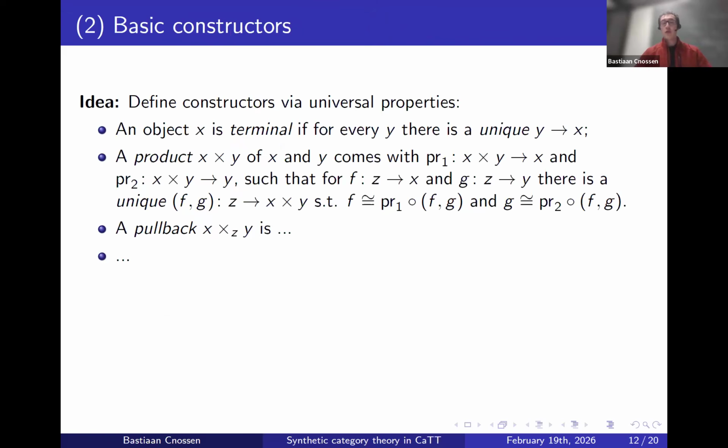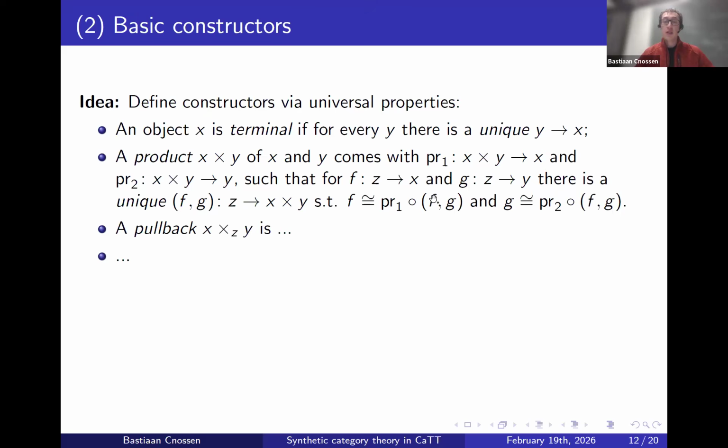Okay, so what kind of constructors do I have in mind? We want things like a terminal object in our omega-1 category. We want to talk about products and about pullbacks, and maybe some more general notions, but let's start with these. Remember that an object x ought to be terminal if for every other object y, there is a unique map from y to x. And similarly, a product of x and y is some object that comes with projection maps to x and y.